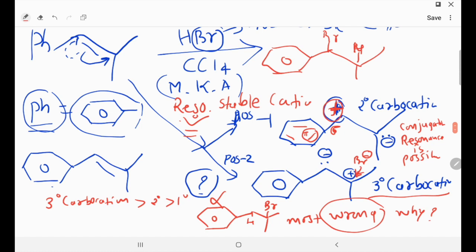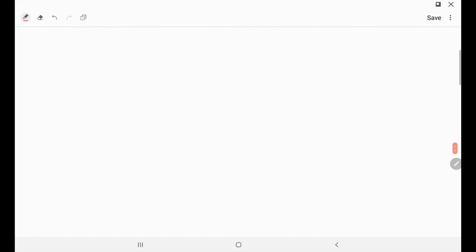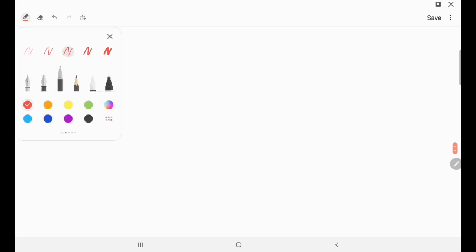So don't make a mistake, please. Again I'm repeating, please watch the example very carefully. Here we learn the most important topic, that is resonance stable cation. Okay, now let's go ahead with the next example.